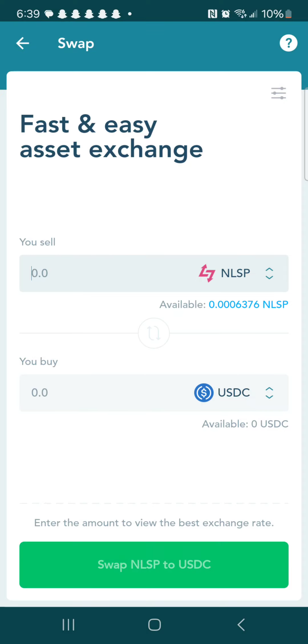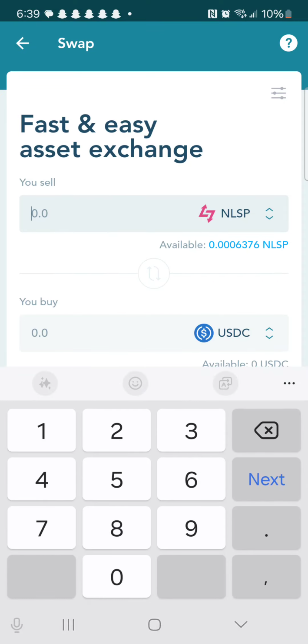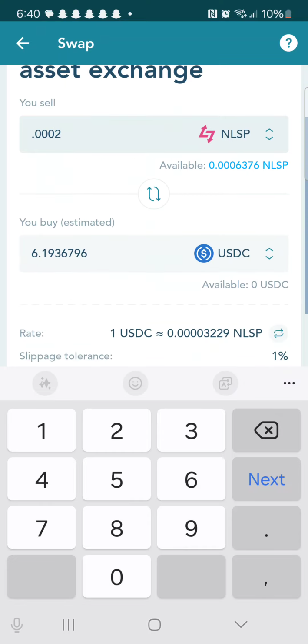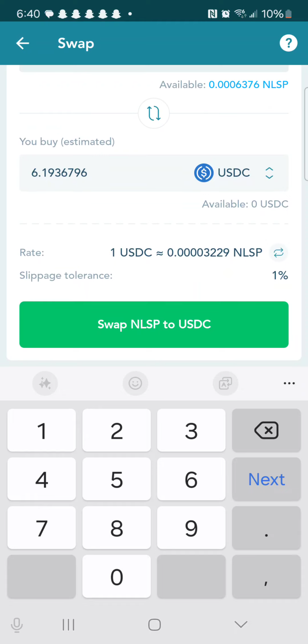What you would do is, let's just say I want 20%, so that's going to be 0.2 something. I'm not swapping out of this one because I love this one. If it's double of what you make, at least take that out. That's $6, and then I hit swap. NLSP, I'm not swapping out of it, but I'm just telling you.